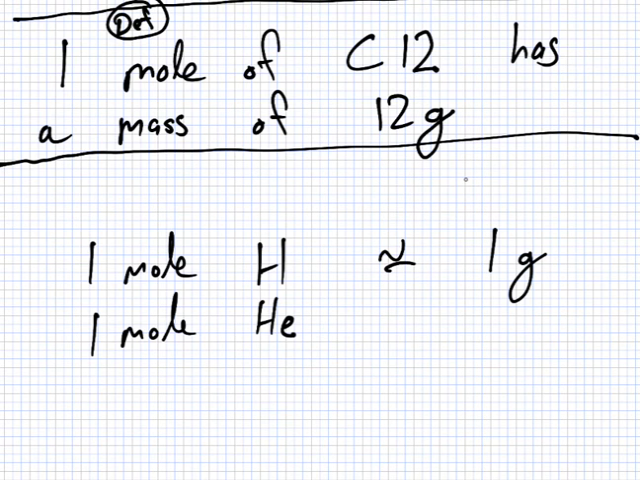Formally. But what's also convenient about using this is that 1 mole of hydrogen is roughly 1 gram. 1 mole of helium is roughly 2 grams. Okay? What's next after this then? Give me another atom where you know the number of protons and neutrons. Oxygen. Yeah, oxygen. Okay, so oxygen.